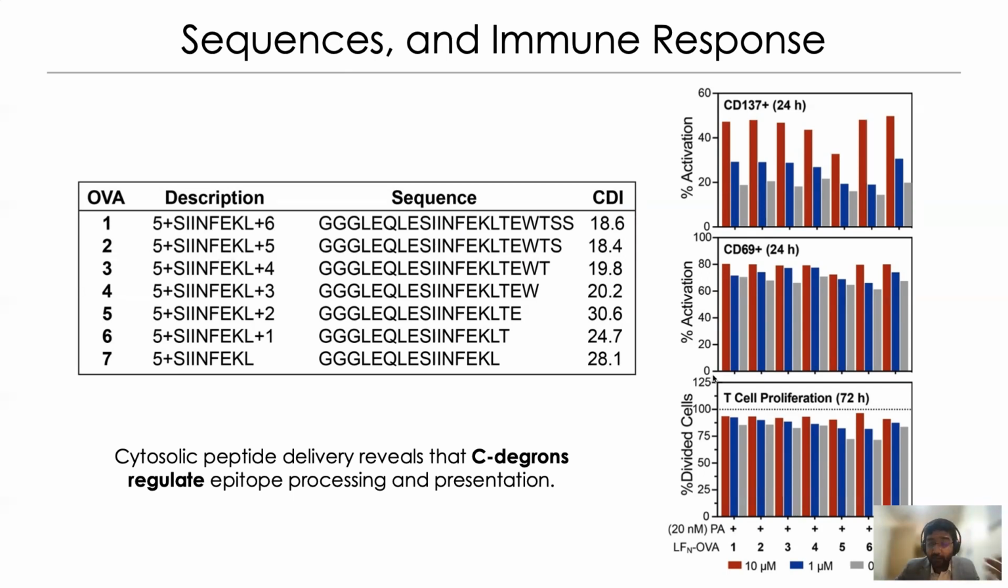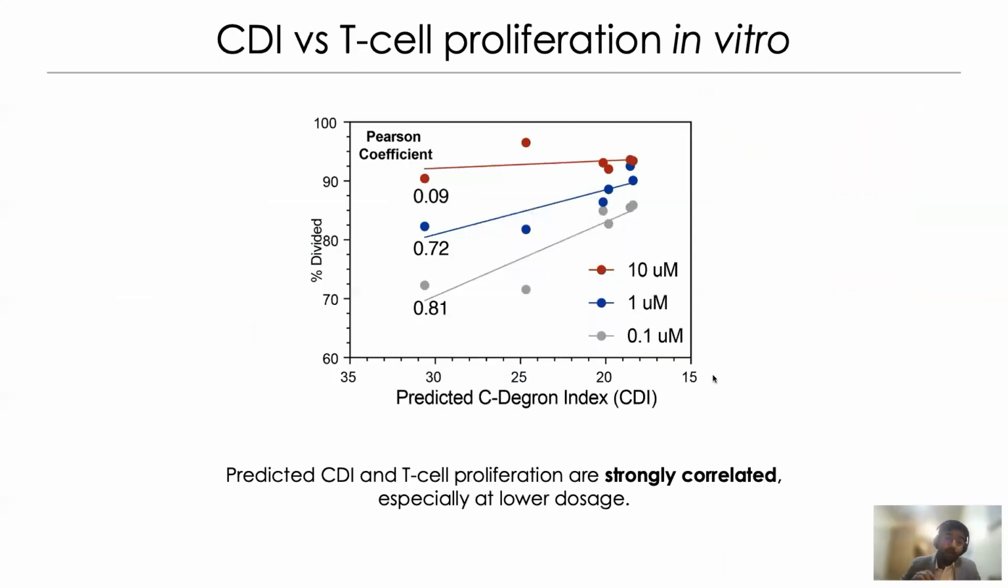To look more closely into it, we plotted the Pearson's correlation coefficient. We plotted the percentage divided, essentially the T cell proliferation, and the predicted CDI across the different concentrations or dosages. And as we had seen in the bar plot earlier, here also we observe that the Pearson's correlation at a lower dosage is significant, with a 0.81 PC, and it decreases as we increase the dosage.